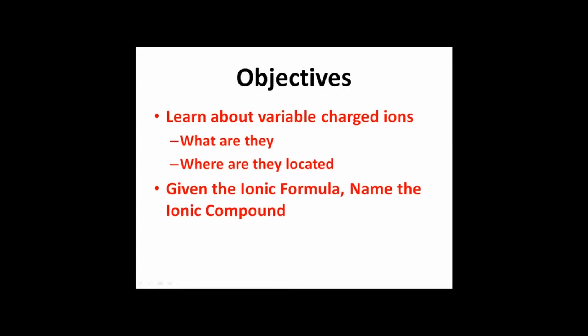The objectives are going to be to learn about variable charged cations, what they are and where they're located on the periodic table, and also, given the ionic formula, can you name the ionic compound? Right, so the two things we're looking at today are variable charged ions and also naming ionic formulas, but really specifically naming ionic formulas that have variable charged cations within them.